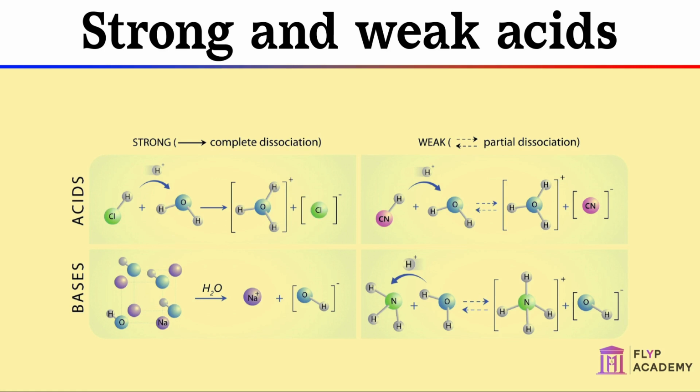The extent of dissociation can be described by the dissociation constant, Ka, that is the equilibrium constant of the acid dissociation equilibrium, as follows, where [HA] is the concentration of undissociated acid molecules.